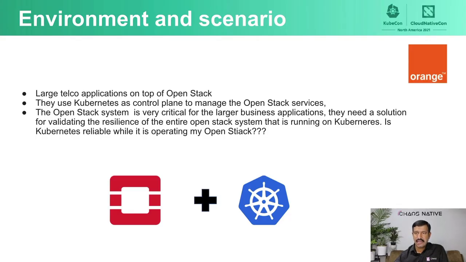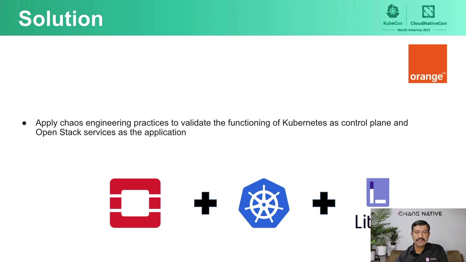So let's go through the case study on how Orange is using Litmus. The environment they have is a large OpenStack system, which is now being moved to being managed by Kubernetes. It's a very large and very critical system, and Kubernetes has to manage that well. The challenge and use case is how can I ensure that my Kubernetes is really reliable while managing this OpenStack application or its services. So the solution is to apply Litmus into that Kubernetes system, keep executing various experiments, and continue to verify that OpenStack continues to run and Kubernetes is behaving as expected.